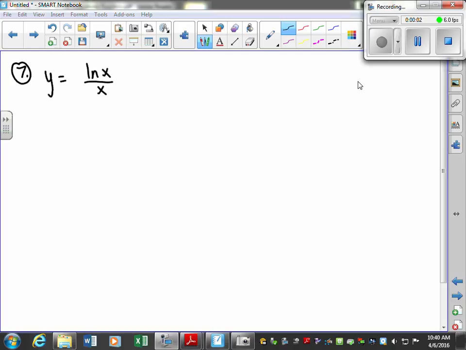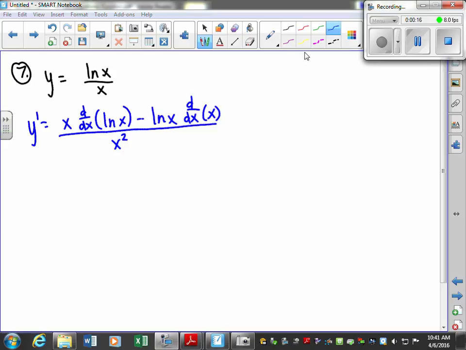Okay, we'll pick back up with number 7 here, and so now we're going to have a quotient rule. So low d high minus high d low over the square of what's below. So go ahead and write that out. So low derivative of high minus high derivative of low over the square of what's below.